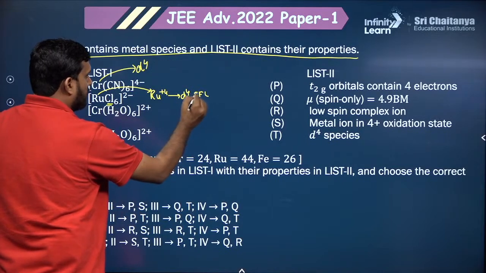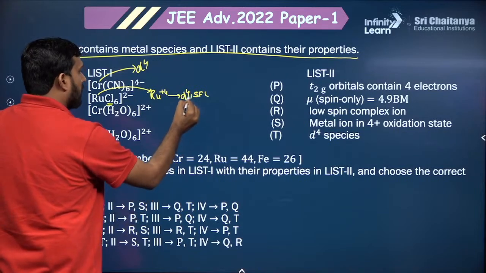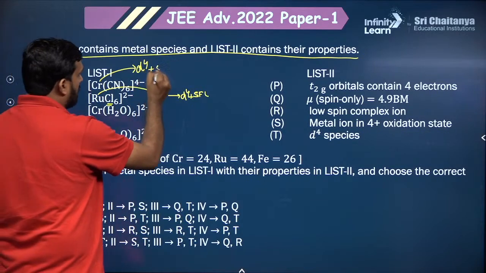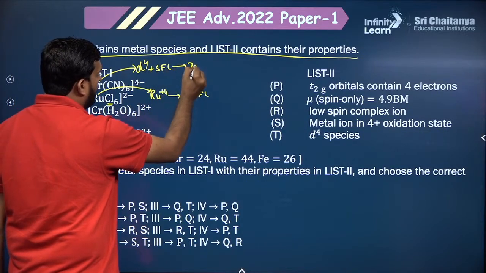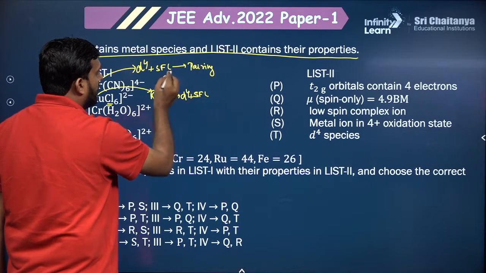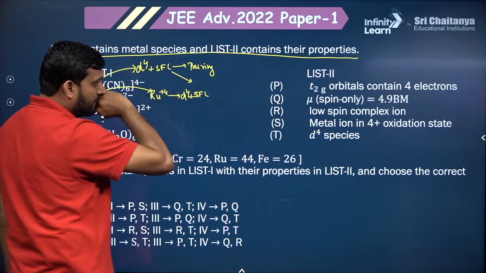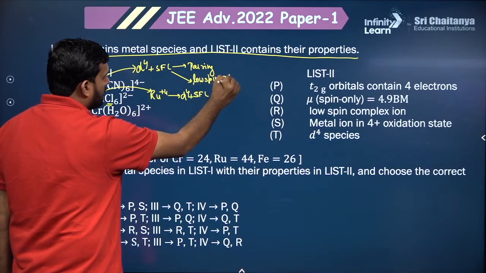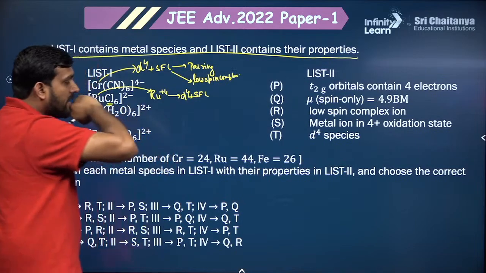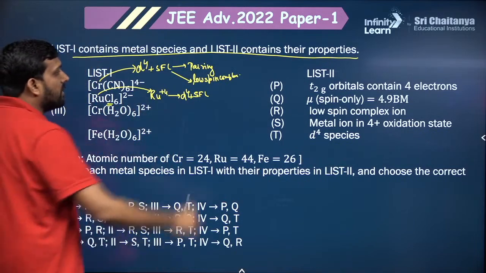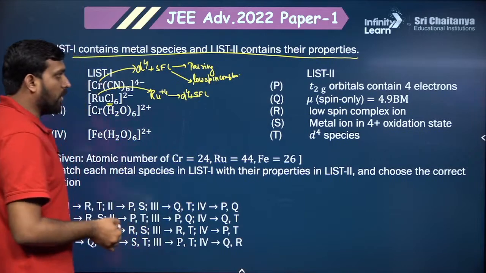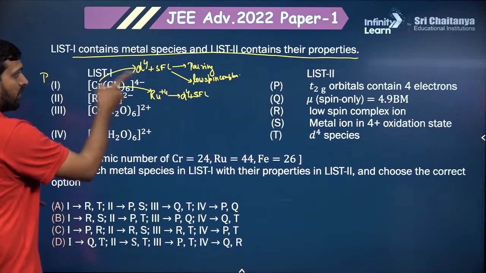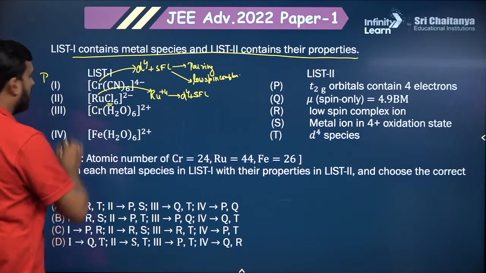There is a strong field ligand here, because for ruthenium and all that, every ligand is a strong field. So what will happen, the pairing will take place, and if the pairing takes place, then there will be a low spin complex. As the pairing has taken place, t2g will contain those 4 electrons. So the perfect match for this is P. The number of unpaired electrons is 2, so this Q will not match there.